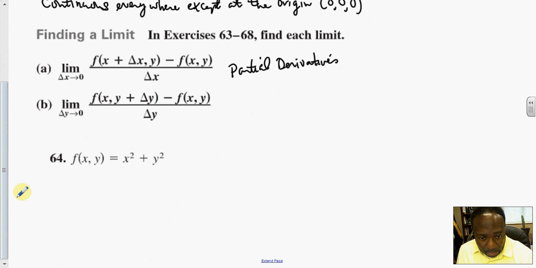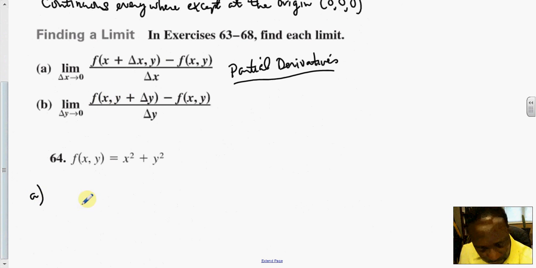Now for this problem, we show the partial derivatives, and you don't know that they're partial derivatives until you get to the next section, and then you'll say, oh, that's the definition of partial derivatives. Notice that part A is the limit as delta x goes to 0. What happens to y? y is treated as a fixed value, held constant, and the change is with respect to x: f of x plus delta x, y, minus f of x, y, divided by delta x. This is the partial derivative of f with respect to x. The second is the partial derivative of f with respect to y, because for part B, y is changing and x is treated as a fixed value.